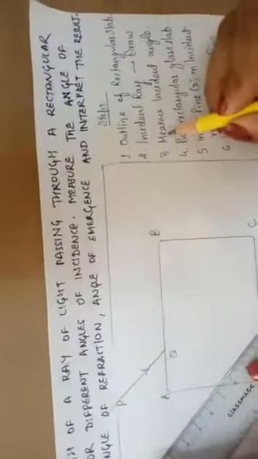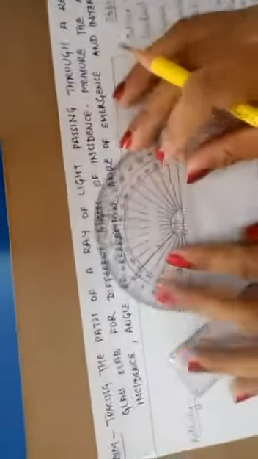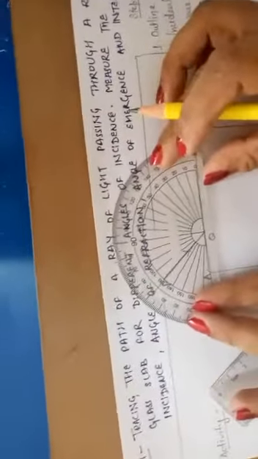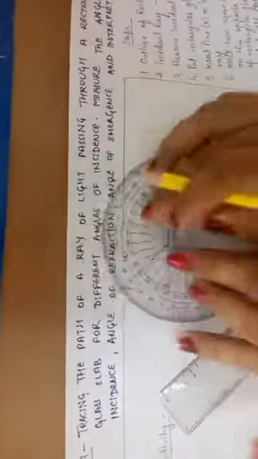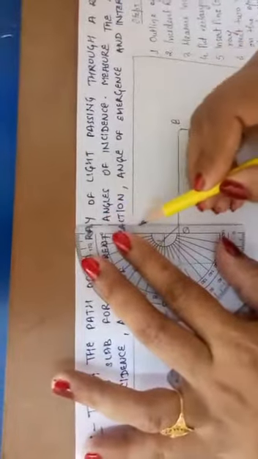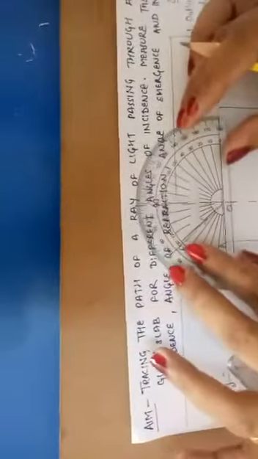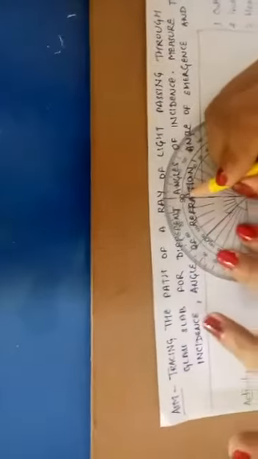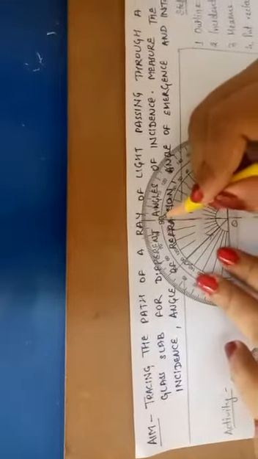Next, the third step is to measure the incident angle. For measuring the incident angle, what is required? Normal at the point of incidence. So here we are making the normal. This is related to your mathematics also, right? In maths, how you draw a 90 degree angle, same here. Just look here, this one is 90 and this is 50.